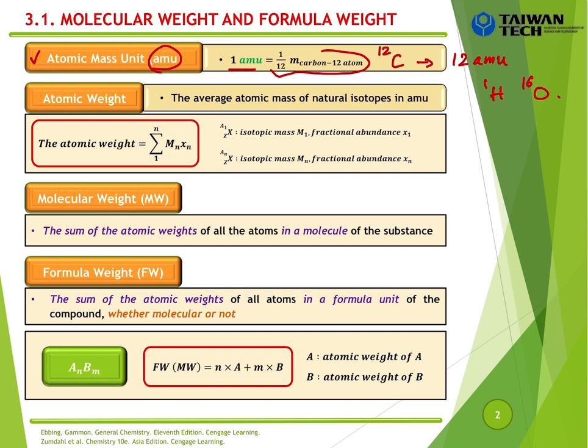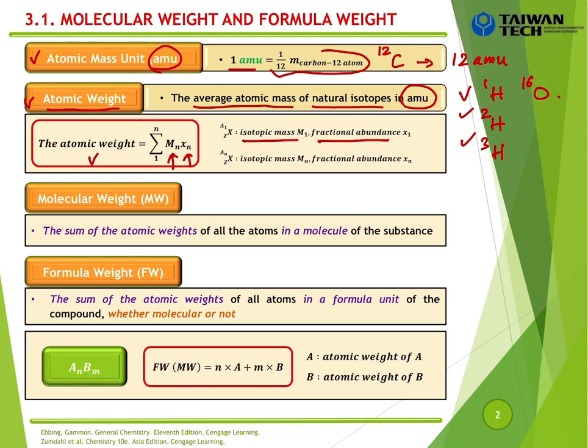And we also know that for one element, we may have more than one isotope. For hydrogen, we may have hydrogen-1, hydrogen-2, hydrogen-3, okay? And then we can calculate the average atomic mass of the natural isotopes in AMU. Usually we only consider the stable isotopes in nature. And we get the value, and that one is the atomic weight, okay? So atomic weight can be calculated by using this equation: you calculate the sum of the isotopic mass times the fractional abundance of that isotope, okay?